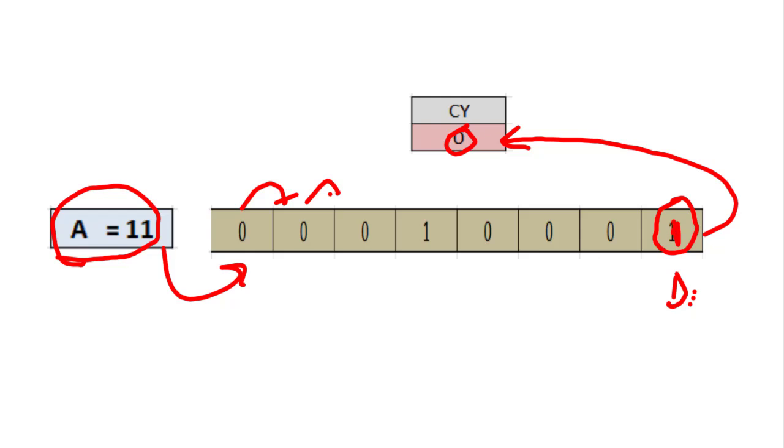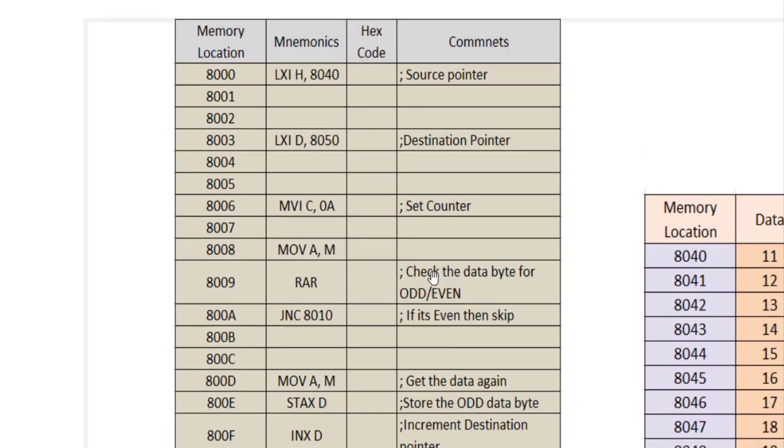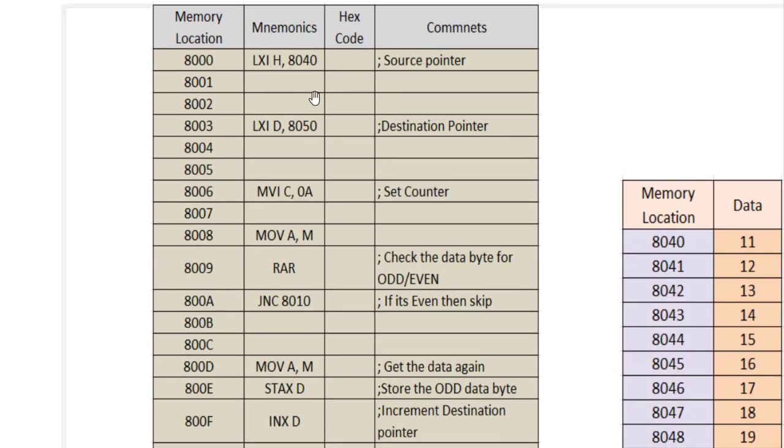So this is the program we have written. In this program, the very first instruction is LXI H, 8040, which sets up the source pointer. I have written the comments also. I have not written the hex code, because we will get the hex code from the simulator, and we don't need to remember the hex codes.